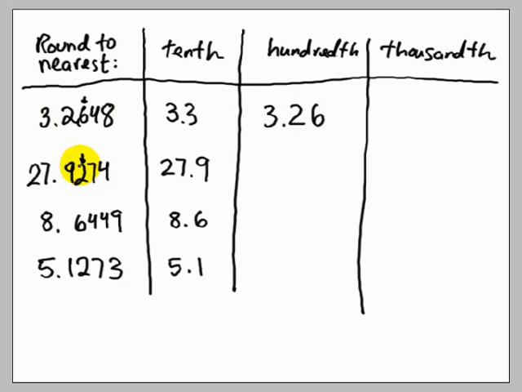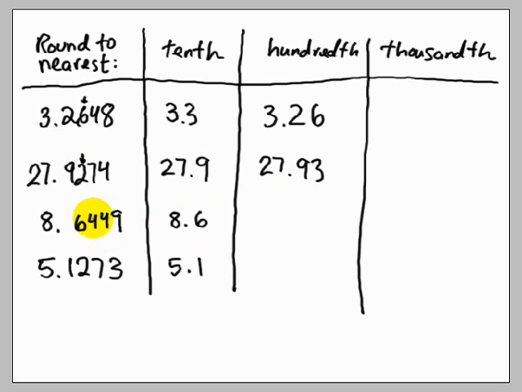Here the rounding digit is the 2. As usual, we look one to the right from the rounding digit. Okay, that's 7 there. It's 5 or more, isn't it? So that means I have to increase this by 1 to make it a 3. 27.93.